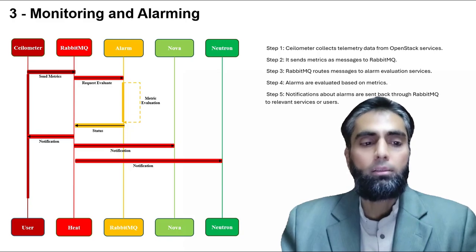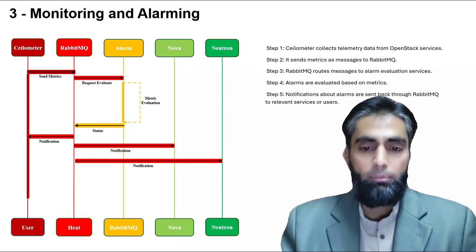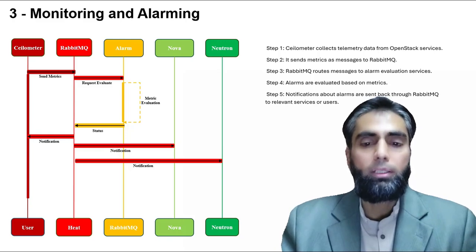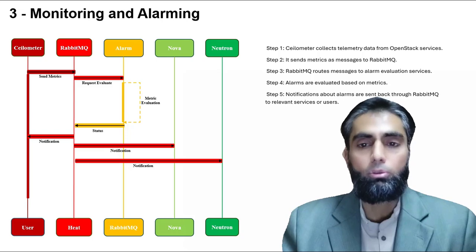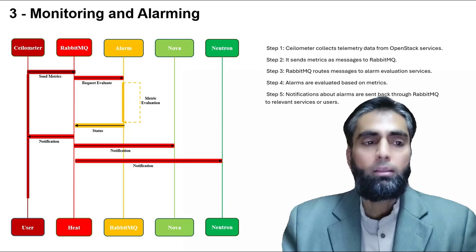And once this is done, the final notification to the accelerometer reaches from RabbitMQ. If we see here, RabbitMQ sends the metrics to alarm, and then alarm evaluates those messages and sends the status back to the accelerometer.